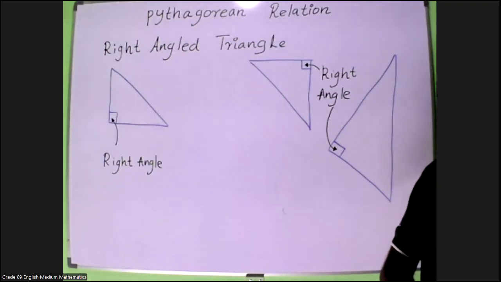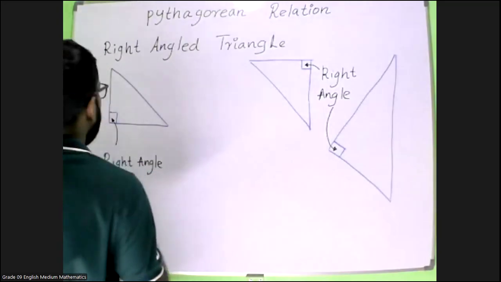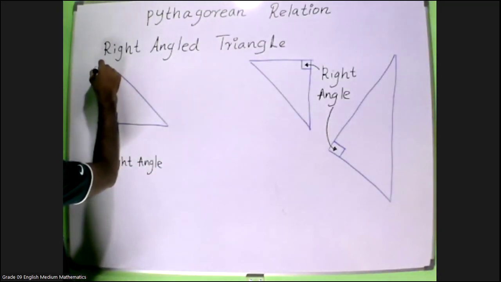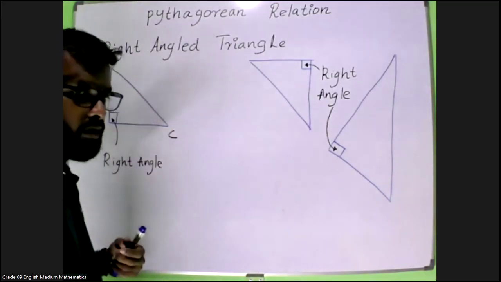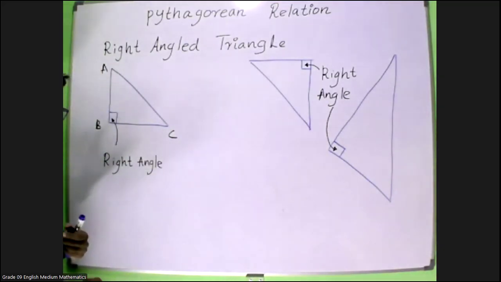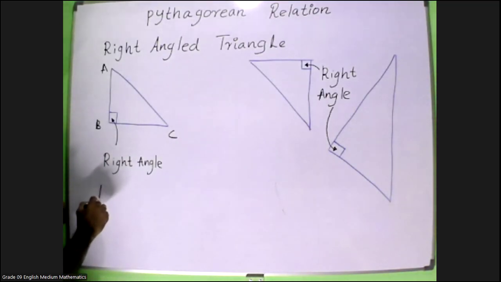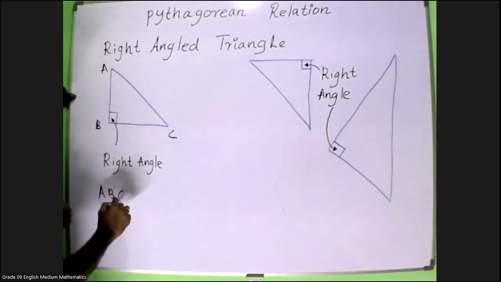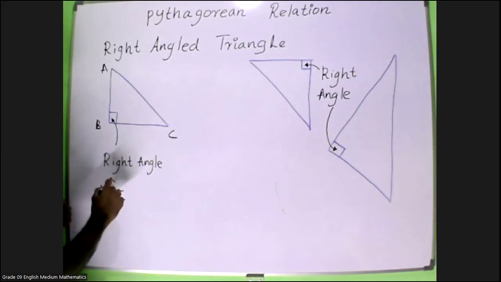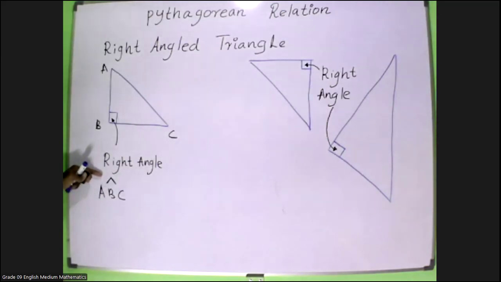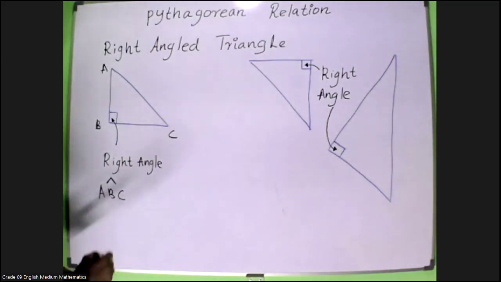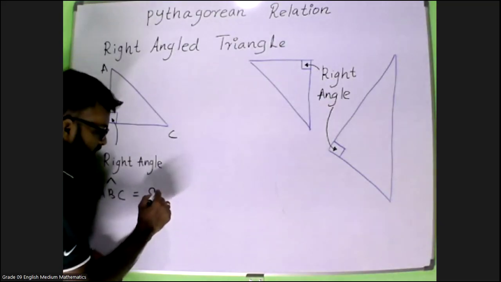So I will write something like this. This is A, this is B and C. Don't write that yet. Look at the board. So, angle ABC, upper side of B, angle ABC equals 90 degrees, which is our right angle.